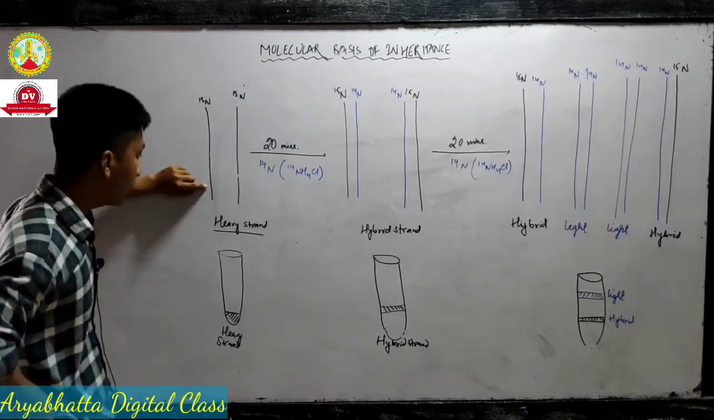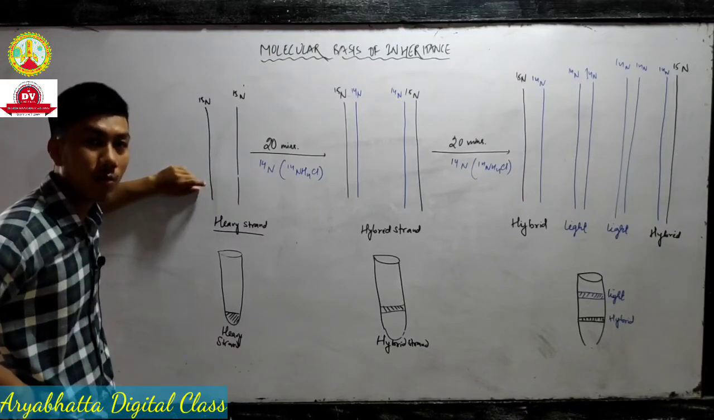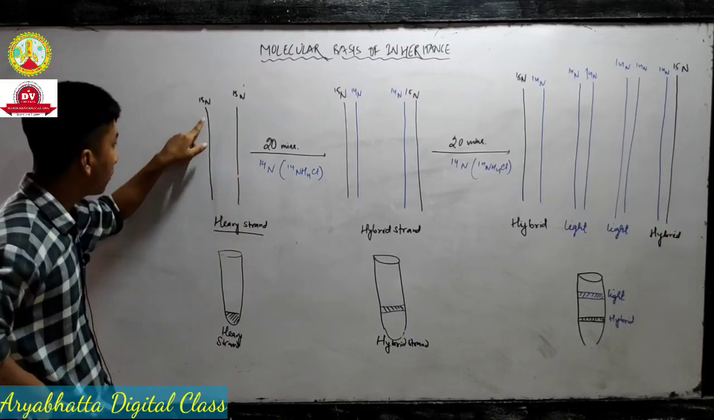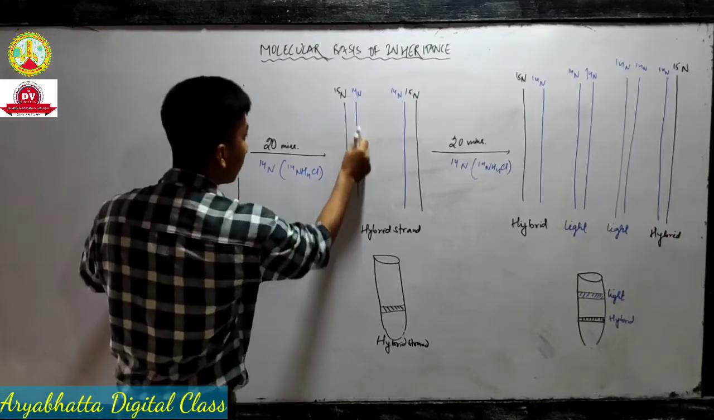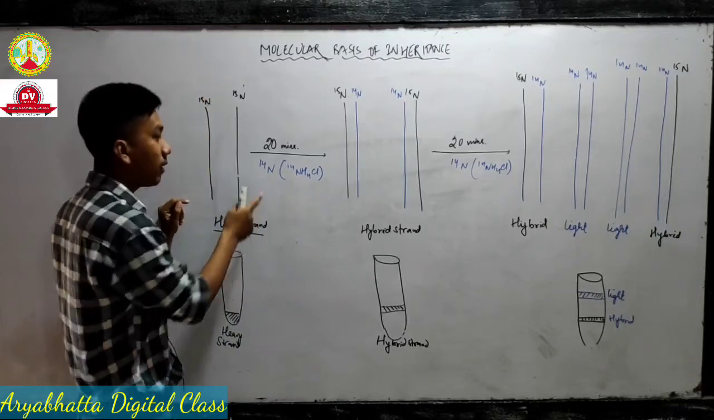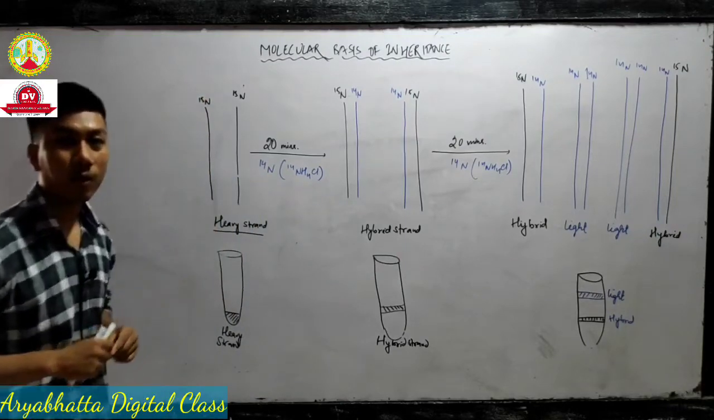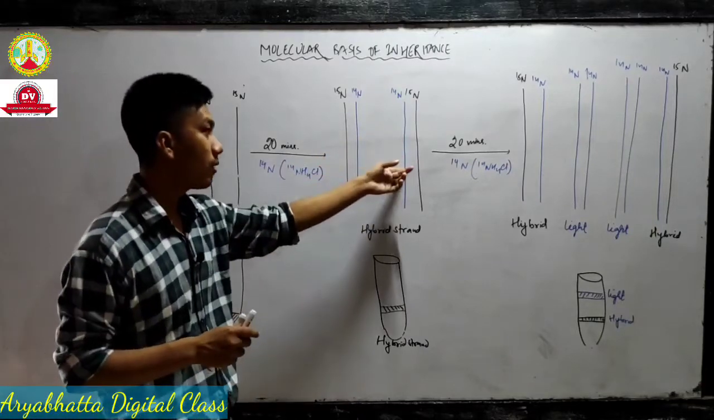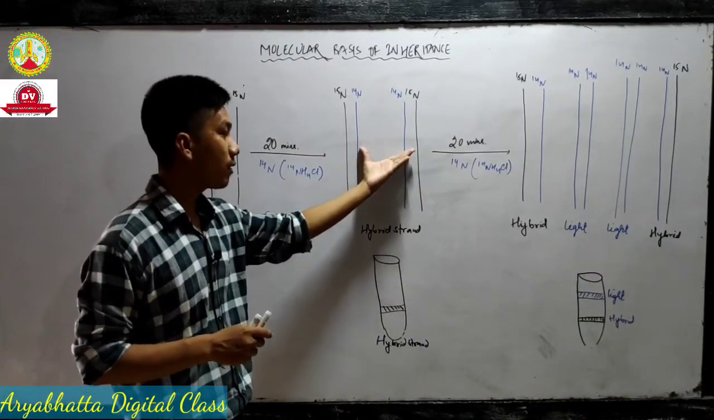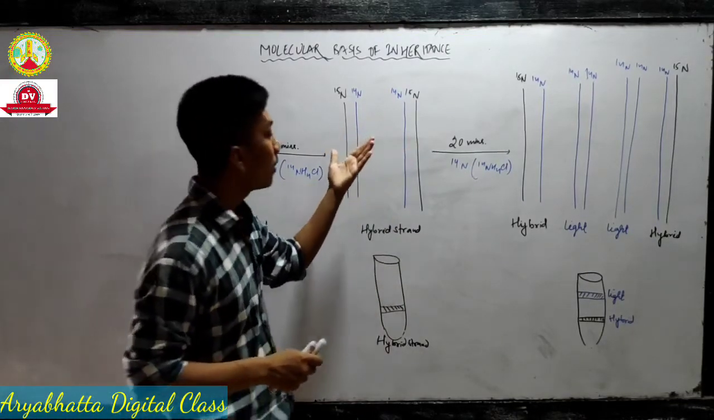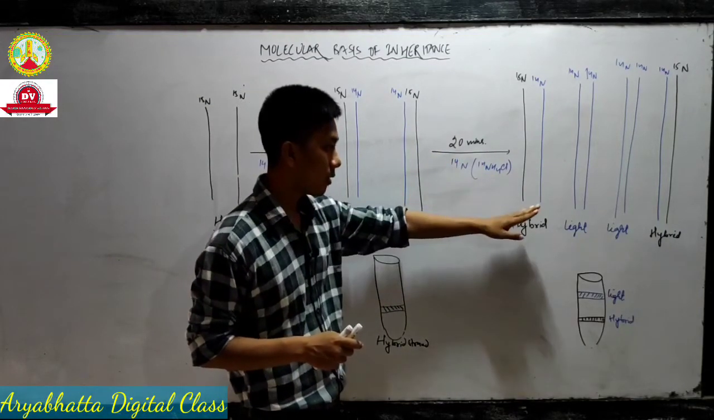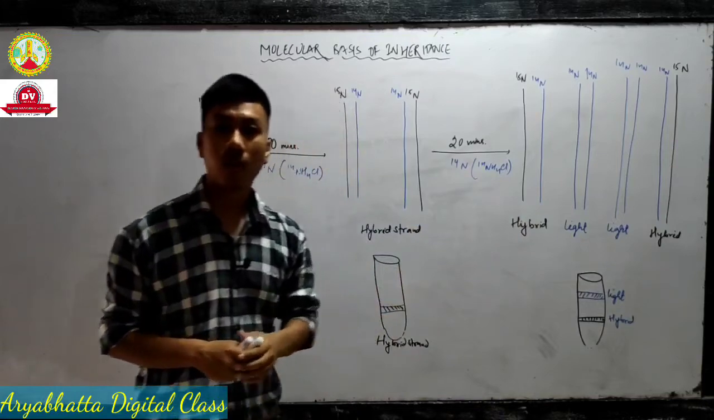So each strand will synthesize or replicate its own DNA strand, but here we are using normal nitrogen. So this strand will synthesize a new strand, but the new strand will contain normal nitrogen. Similarly, this strand will also contain normal nitrogen along with that, and again in this generation they allowed them to reproduce containing normal nitrogen. So this is the result we find: two light and two hybrid strands.